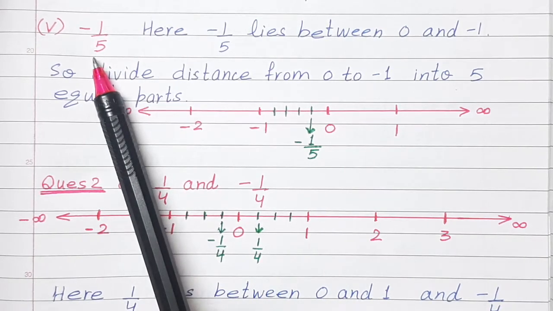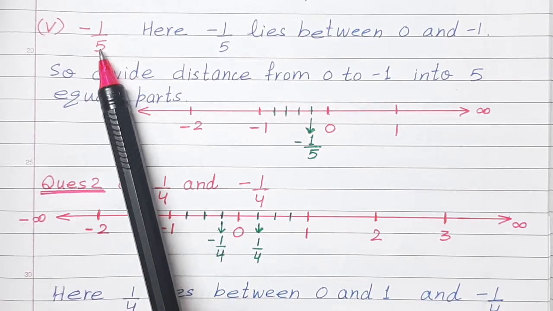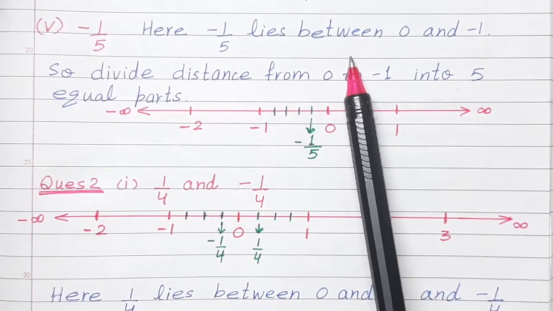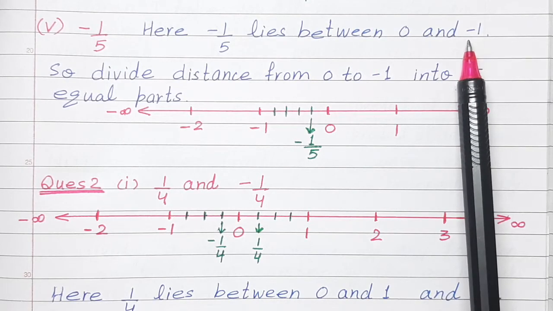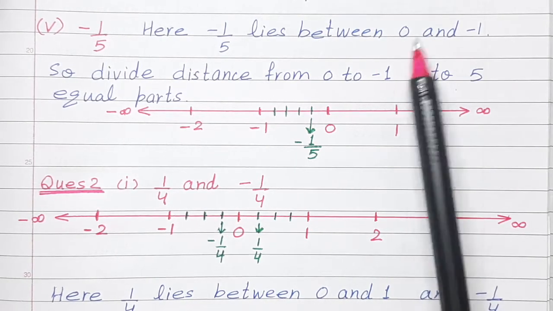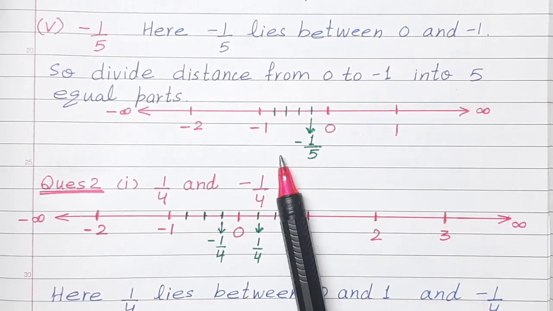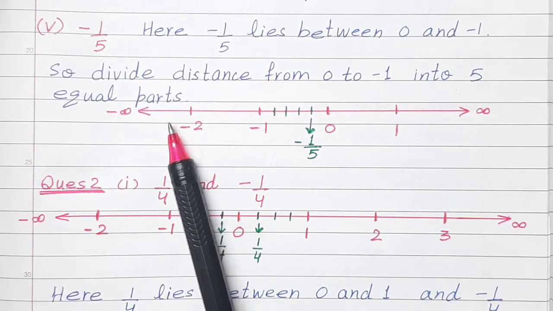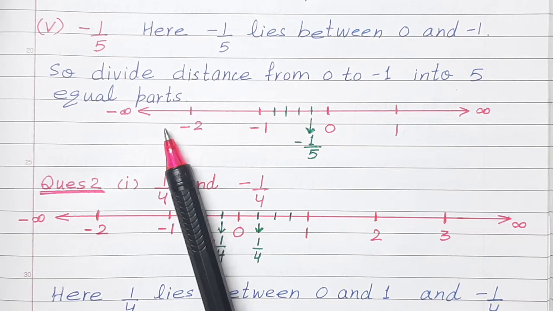the denominator, right? Suppose if there is no negative sign, then it will lie between 0 and 1. But since it's a negative fraction, it lies between 0 and minus 1, right? So let us consider 0 and minus 1 on a number line. Now children, you know the direction. Negative numbers are always on the left side, right?